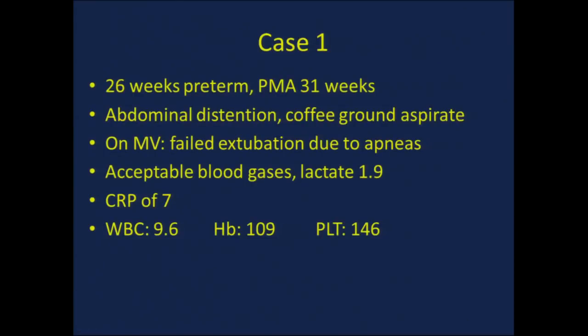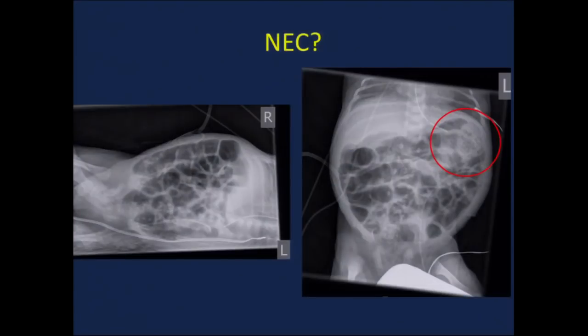So I have case number one. That's one of the typical cases to what Dr. Nayo described. A 26-week preterm, abdominal distension, coffee ground aspirate, and mechanically ventilated, initially because of frequent apneas, with an acceptable CRP of 7 and unremarkable CBC. And you have this X-ray. You would treat this infant as NEC. This X-ray has been reported by one of the expert pediatric radiologists as pneumatosis intestinalis. So you have an infant recently ventilated for apneas with abdominal distension, coffee ground aspirate, and we have this X-ray here. Would you treat him as NEC? And you have a report of pneumatosis from an expert radiologist.